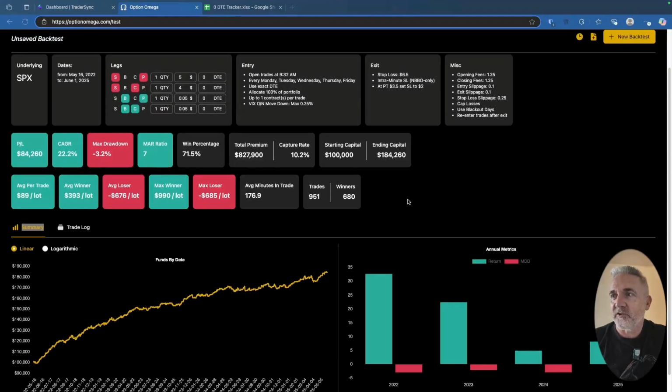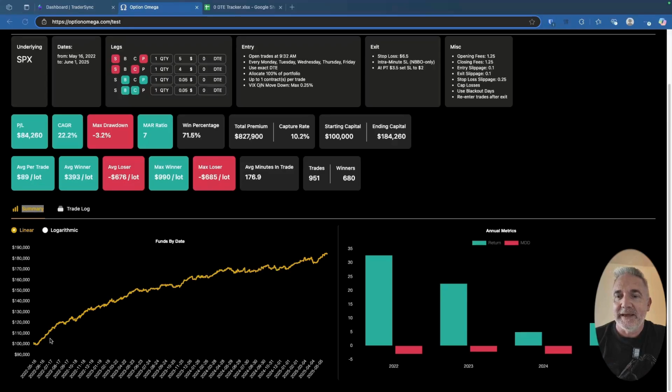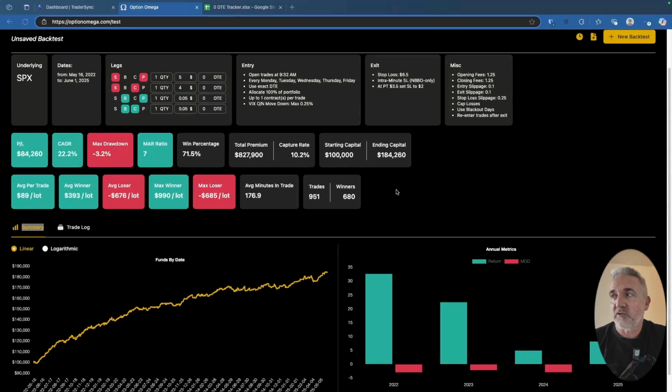So here we have the results going back to the beginning of 0 DTEs 5 days a week for SPX. And that's a really nice chart there. We do have some drawdowns along the way. There was a pretty good drawdown right here, but the max drawdown is 3.2%. If you would have started out with $100,000 back in 2022, you'd be up to $184,260. So it just looks like a really good strategy.